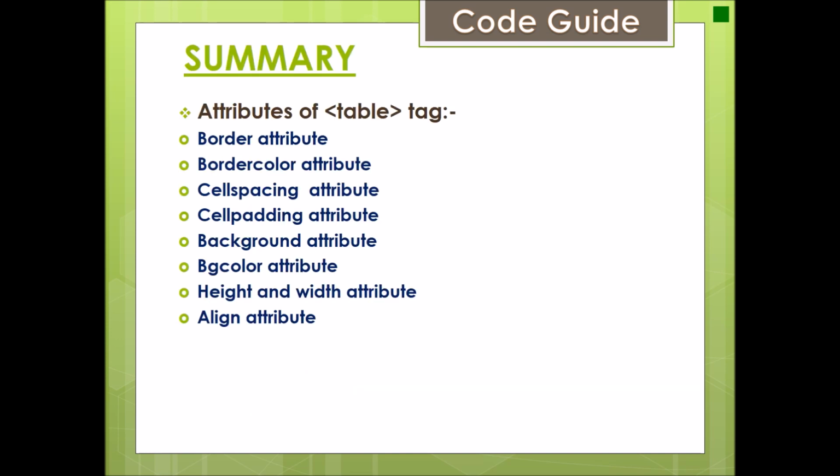Here we have a summary of a table. The border attribute is used to give a border to a table. Bordercolor gives a color to a border. Cellspacing is the space between two cells. Cellpadding is the space between text and a cell wall. The background attribute is used to give an image to a table background. Bgcolor is used to give color to a table background. Height and width decide the table height and size. Then the align attribute makes the table center, left or right aligned.